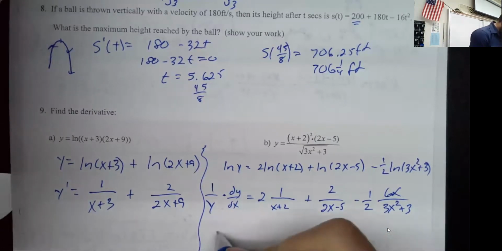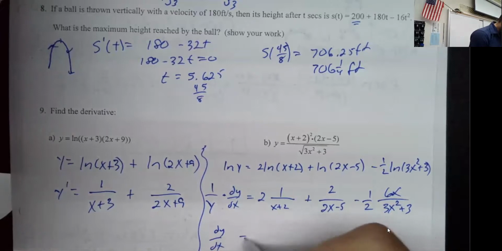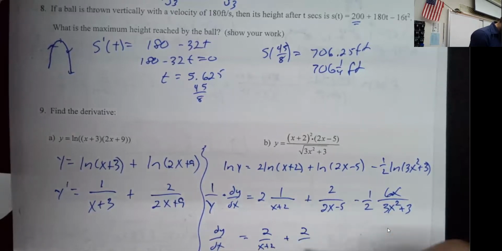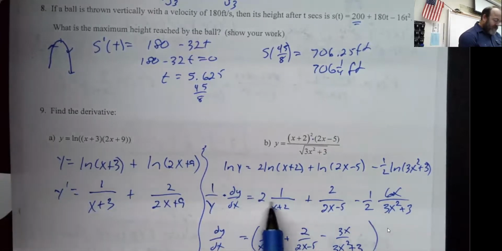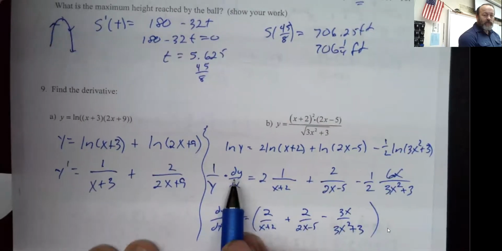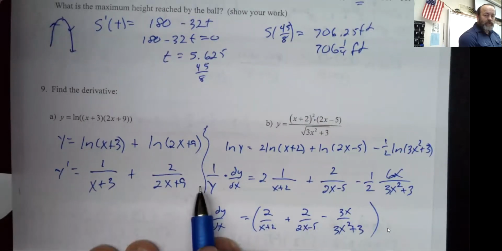So dy dx is going to be 2 over x plus 2. It's going to be 2 over 2x minus 5. And I can simplify this a little bit because the 2 goes into 6 3 times. And this is what I have on this side. But of course, dy dx is being multiplied by 1 over y. So what I need to do is multiply both sides by y.